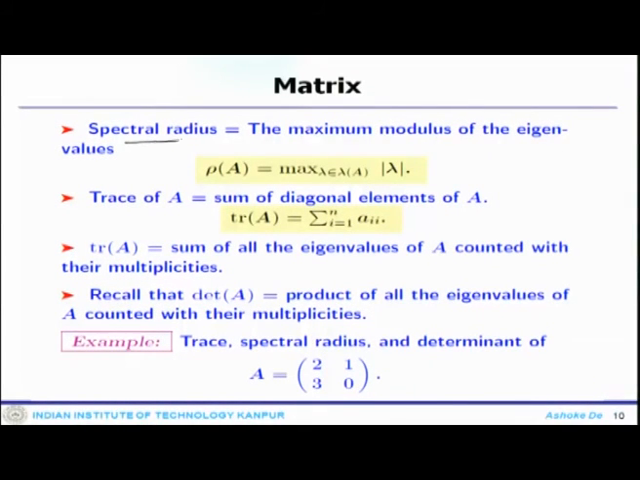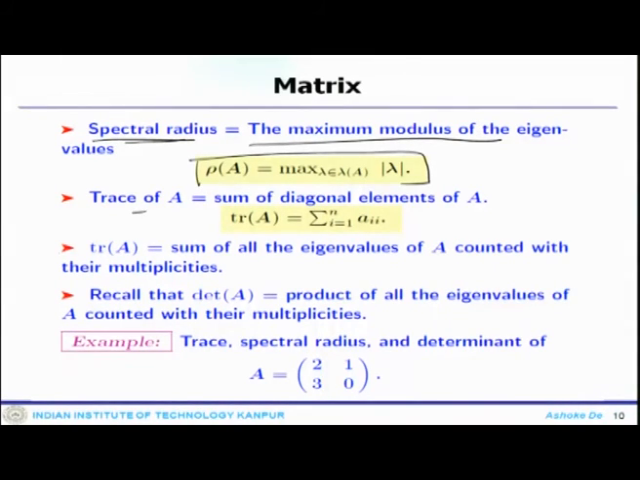What is the spectral radius? This is again going to be an important component that would be used while we will be talking about iterative methods for the linear system. It is the maximum eigenvalue, or the modulus of the maximum eigenvalue. It is denoted by rho.